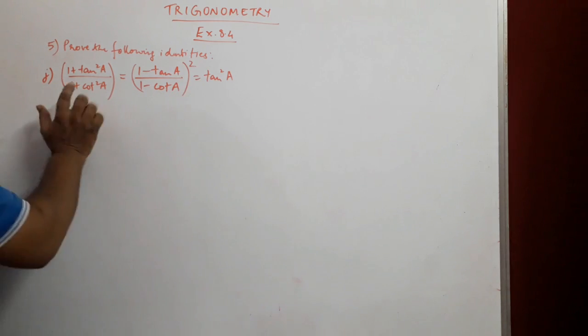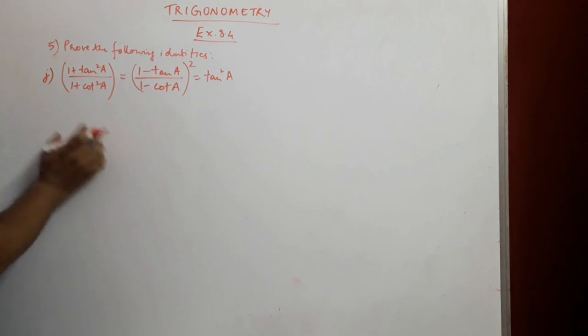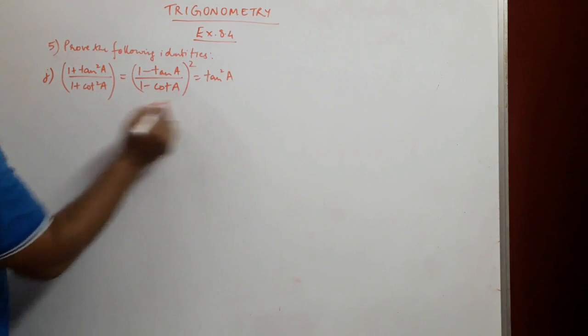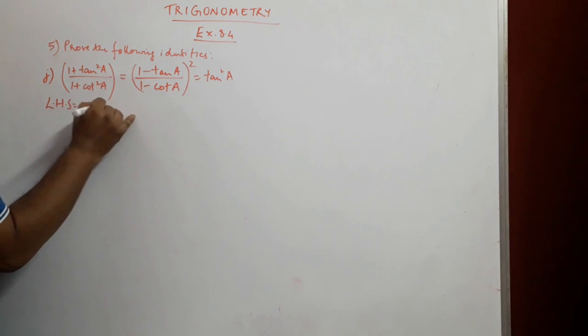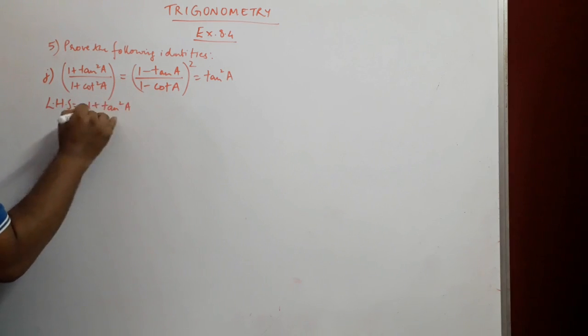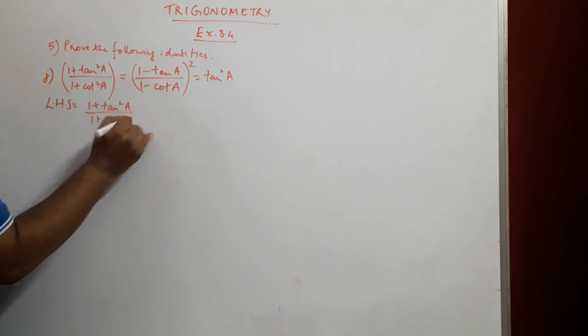Well, let us first begin with our left hand side. This will become our left hand side, this will become our right hand side, and both need to come equal to tan square a. Let us see. So left hand side equal to (1 plus tan square a) upon (1 plus cot square a).